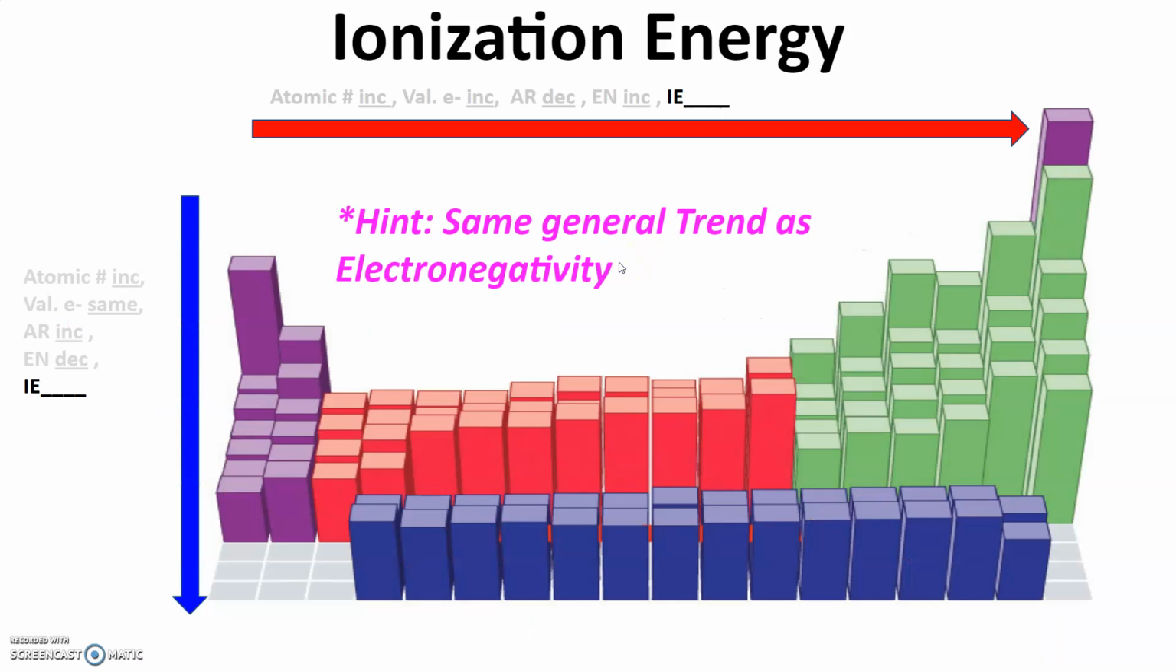Now we can take a look at the trends that are shown here. The higher the column, the higher the ionization energy. So what do you notice as you go across a period, and what do you notice as you go down a group?